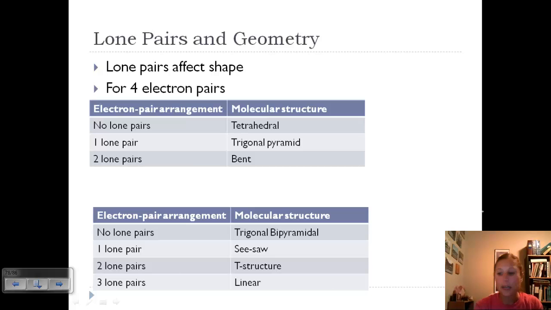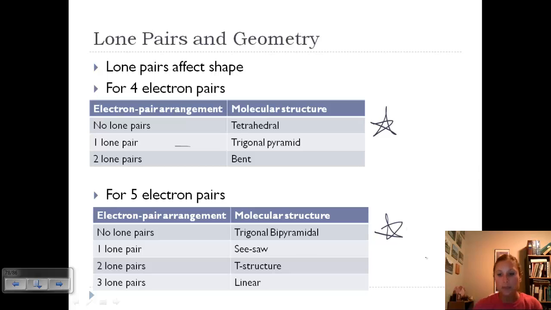So for 4 electron pairs, these are going to be your progressive shapes. So none, 1, and 2. And then for 5 electron pairs, these would be exceptions. Okay, we're going to go from trigonal bipyramidal to seesaw to T-structure and then to linear.